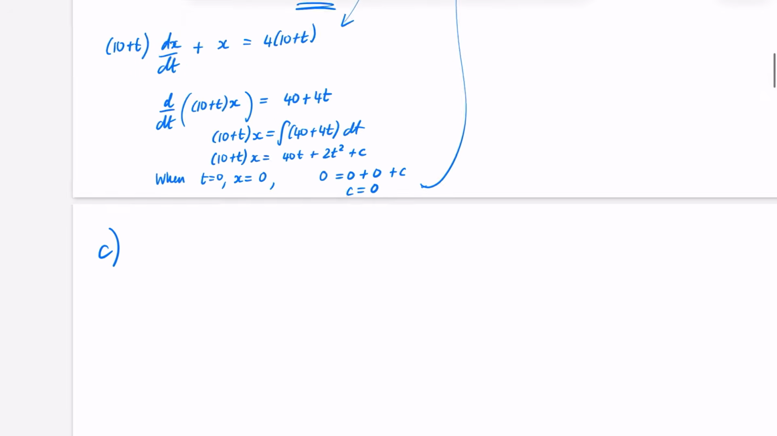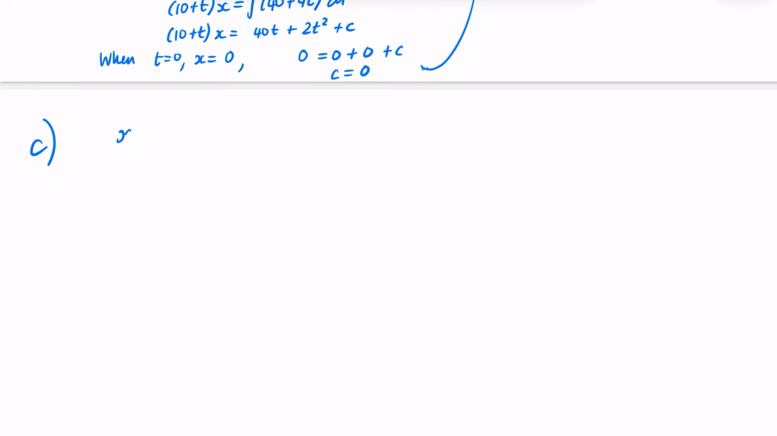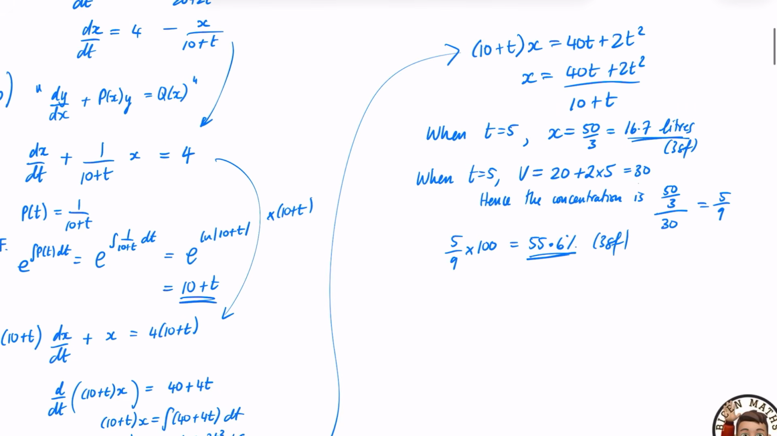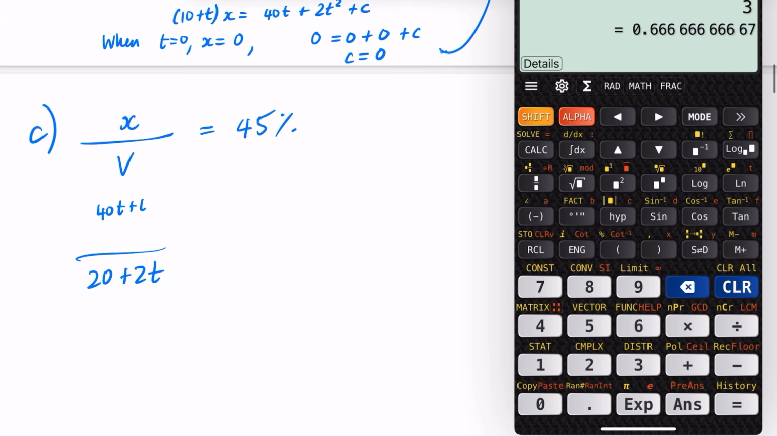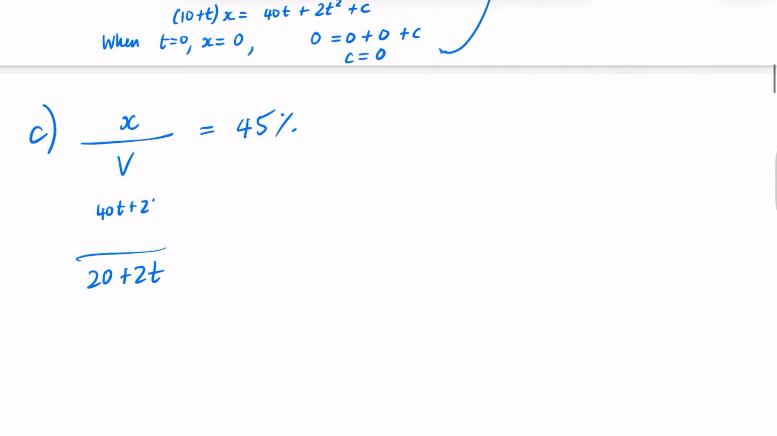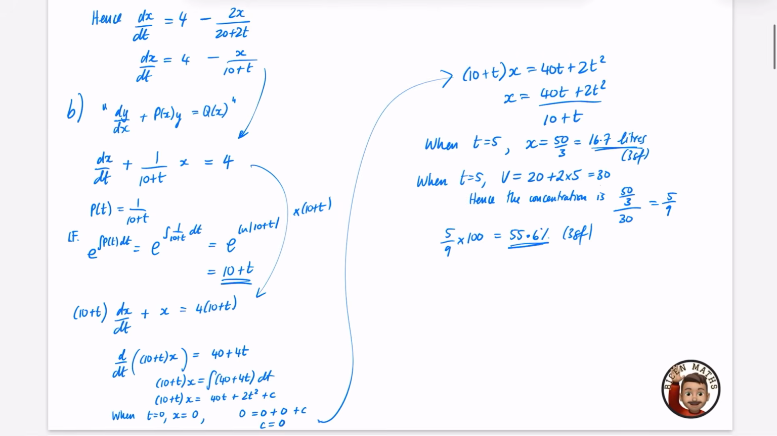So for part C, we are going to be saying that the amount of red dye out of the total volume is going to be 45%. Now, I know that the volume is 20 plus 2t. And I know that the x expression is this thing up here. So although this is going to look kind of messy, I can actually have a fraction within a fraction, where I have my 40t plus 2t squared over 10 plus t.